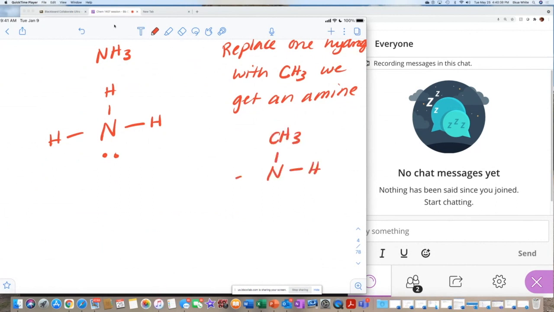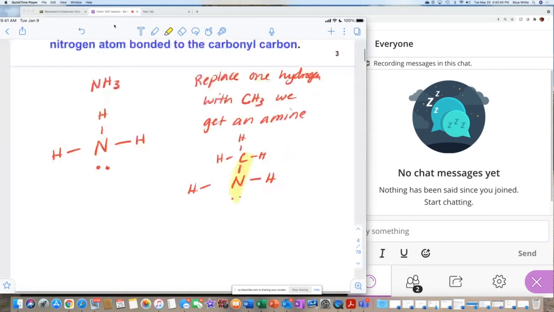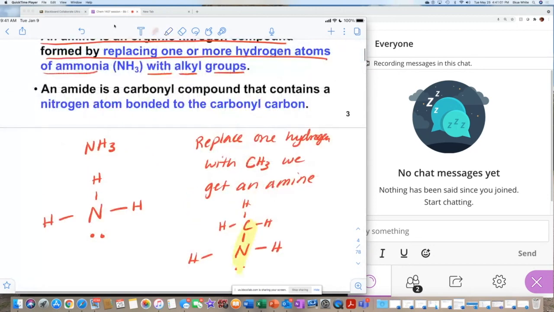And then here we have H, and dot dot. Okay, so if I want to spread this out even more, I can say C here. We got an H, we got an H, we got an H. So remember, the CN bond is what tells us we have an amine. And then, of course, if the carbon attached to the nitrogen is a carbonyl, that will be an amide, right? On the other hand, the amide is a carbonyl compound that contains a nitrogen atom bonded to that carbonyl carbon.